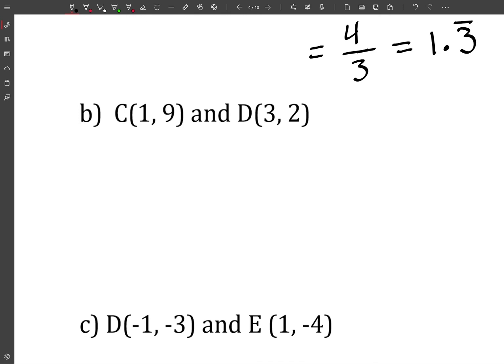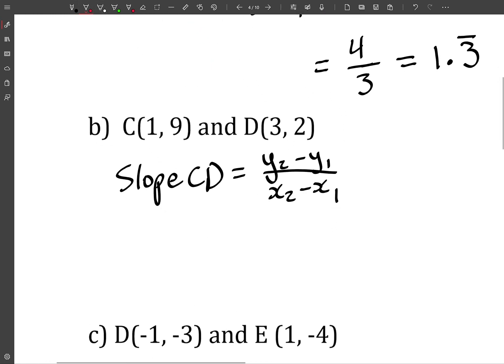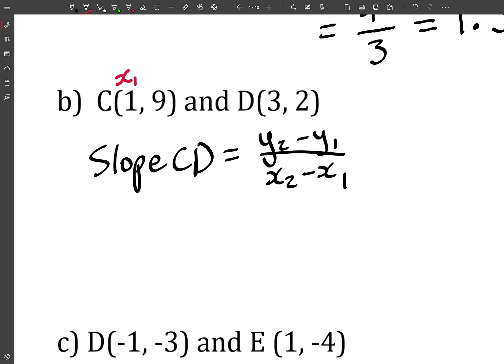CD. So slope of CD, that's going to be, again, y2 minus y1 over x2 minus x1, x in the denominator, that's a 2. So again, I'm going to label things appropriately. My x1 and my x2, my y1 and my y2, just so I don't mix it up. So y2 is 2. I know it's really tempting to start with the 1 because it's in the same kind of position. It's not, though. y2 is 2. We got to start there. Minus y1, which is 9, all over x2 of 3, and minus x1 of 1.